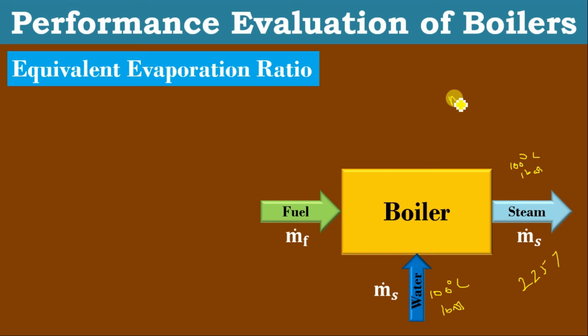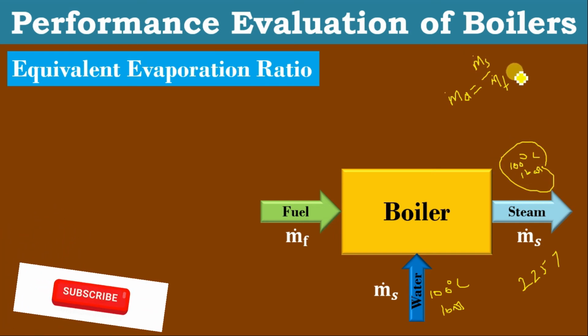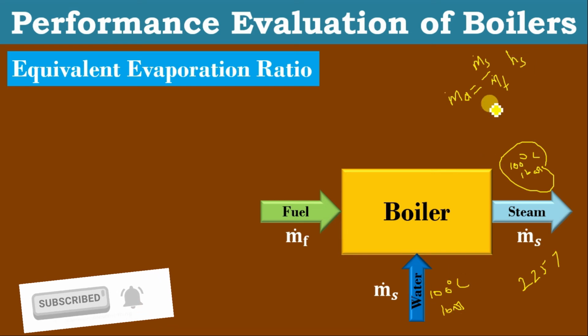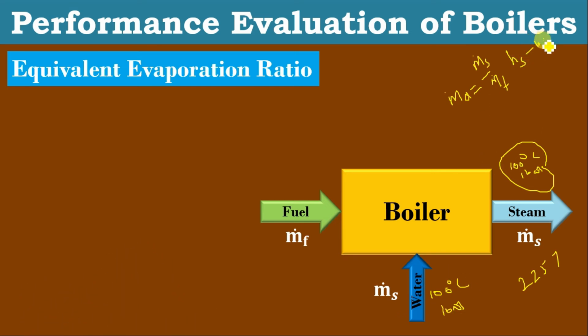Now we know the actual evaporation ratio, that is MA is equal to MS divided by MF, per unit time. We can see here, if I take the enthalpy for saturated vapor HS and enthalpy of saturated liquid HF, divided by this 2257, what will happen for this case? This also will get cancelled. This also will get cancelled. Then we have MS divided by MF.